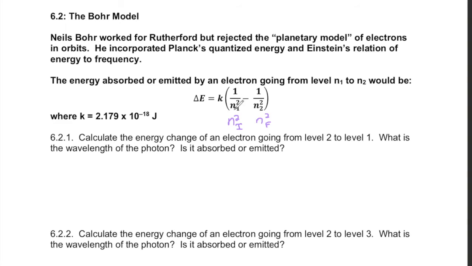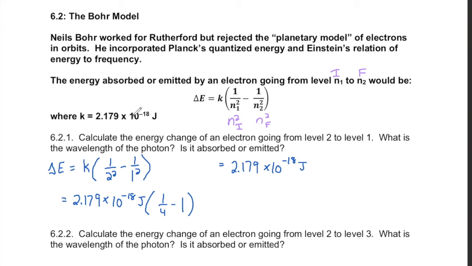So remember that N1 is the initial level. It's going from level N1 to level N2. So this is the initial level where it's starting. This is the final level where it's ending up. So if an electron is going from level 2 to level 1, these are the terms that would be inside the parentheses.